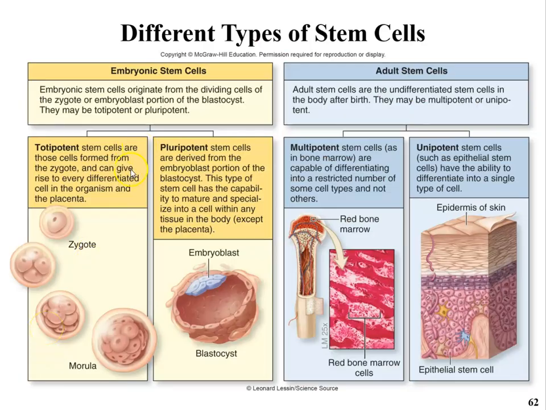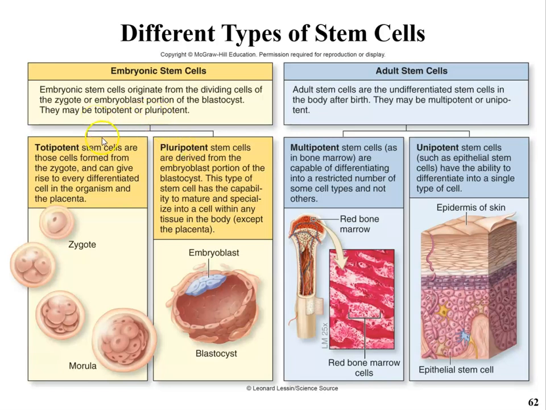All right, let's just talk a minute about the different types of stem cells. So we categorize them based on whether they're embryonic in origin or if they're adult in origin. And then embryonic stem cells can go on to be either totipotent or pluripotent. So what do we mean when we say embryonic stem cells? Well, they originate from the dividing cells of the zygote or from the embryoblast portion, right here, of the blastocyst.